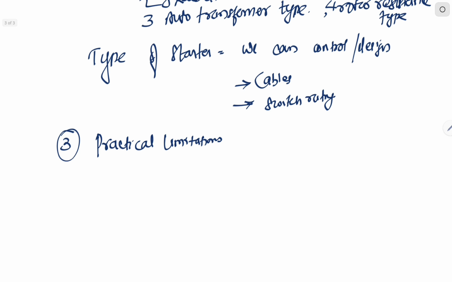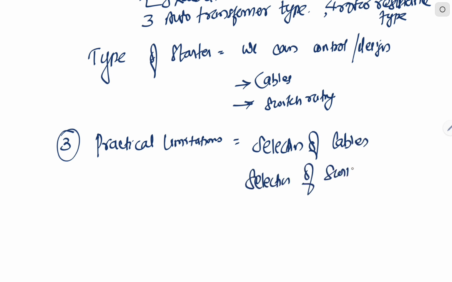And even though we are having all the first principles in our mind, there will be some kind of practical limitations. See, for example, the cable size, selection of cables, and selection of switches, and switchboards.